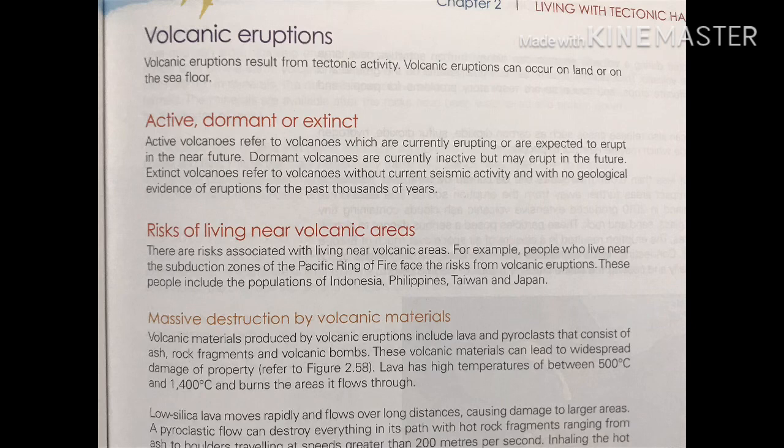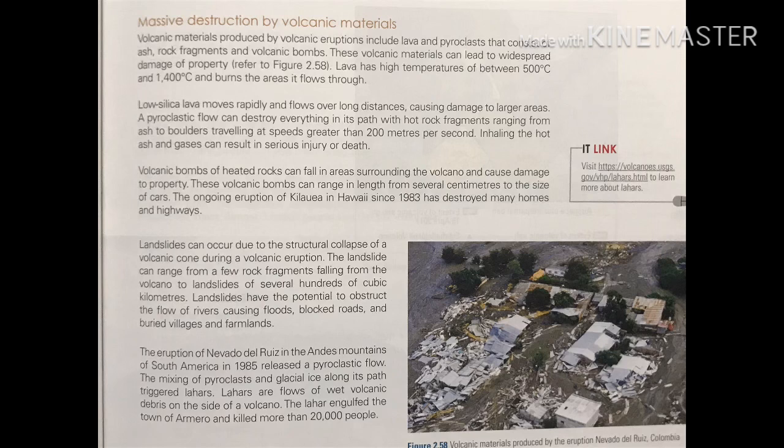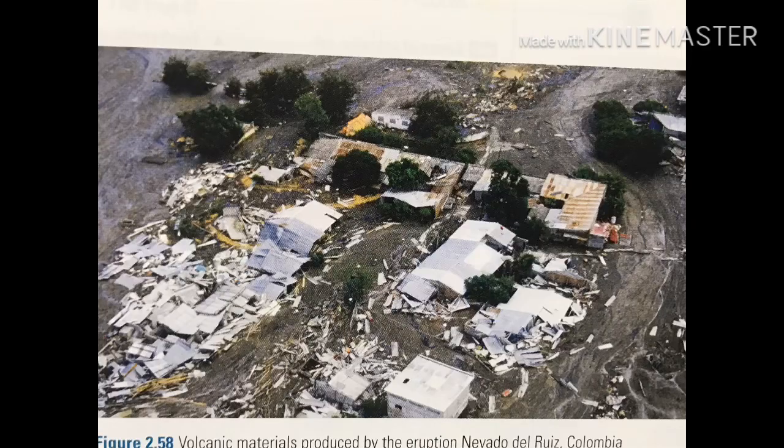Next, we will talk about some of the risks of living near volcanic areas, one of which is destruction by volcanic materials. So all volcanoes will erupt with emission of lava of some form, and given the heat and the destructive nature of it, if you are in direct contact with it, you will die. Your possessions will get destroyed. So these pictures serve to illustrate that.